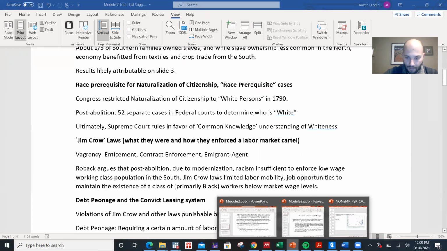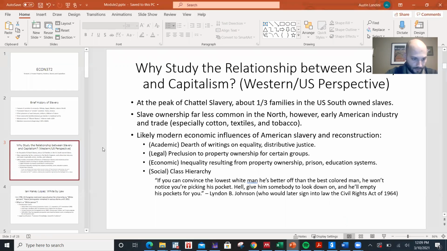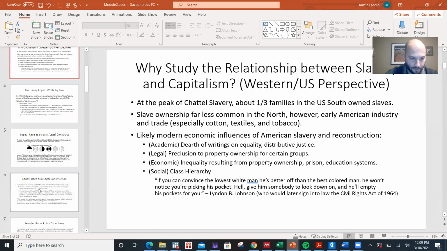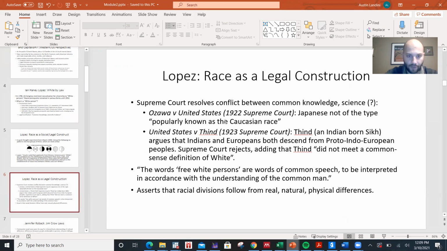It's worth taking a look at this slide I have on our two Supreme Court cases. So we have Ozawa versus the United States and the US versus Thind. You don't need to memorize these cases or know the details about them, but what you do need to know is that ultimately they arrive at this common speech understanding of the words free white persons, which can be interpreted in accordance with the understanding of the common man.